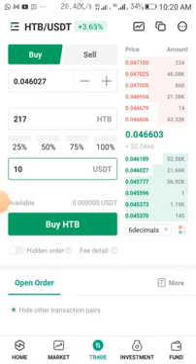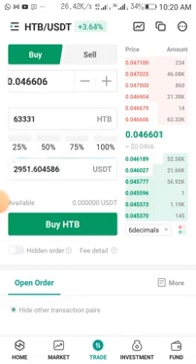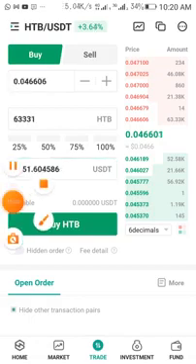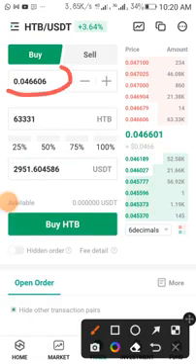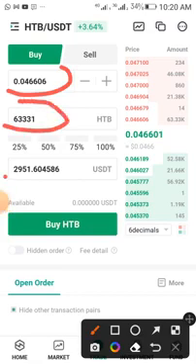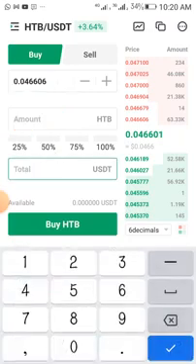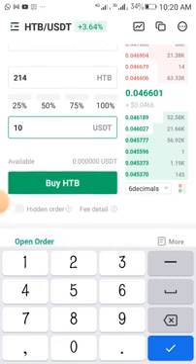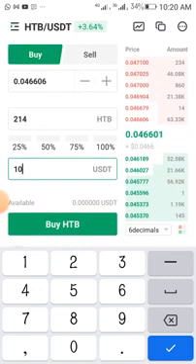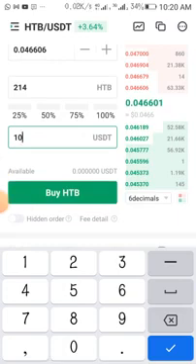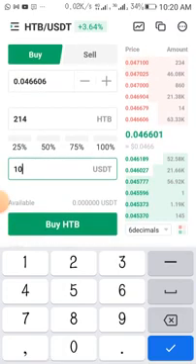Just notice how things will change. If I click on his rate, you see his rate was updated here, and the amount of HTB he has to sell was also updated here. The equivalent in USDT was also updated here, but I don't want to buy all. So what I will do is I will just type in the amount I need from him, which is $10 worth, then click on buy. So this order will execute immediately. I bought at his own rate.